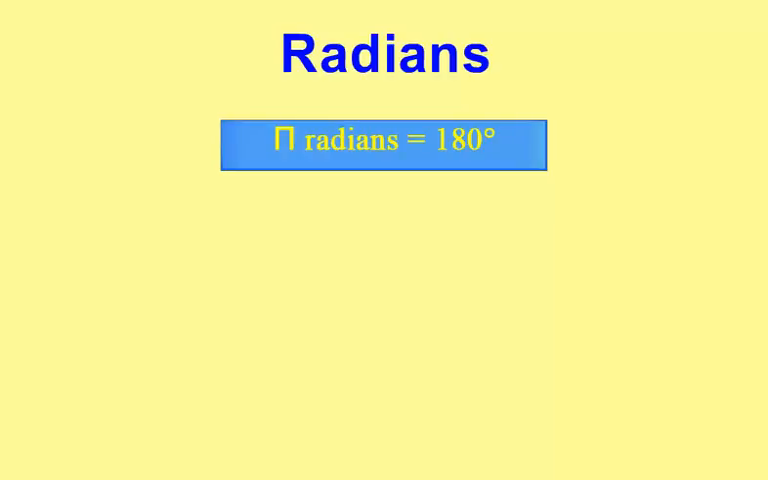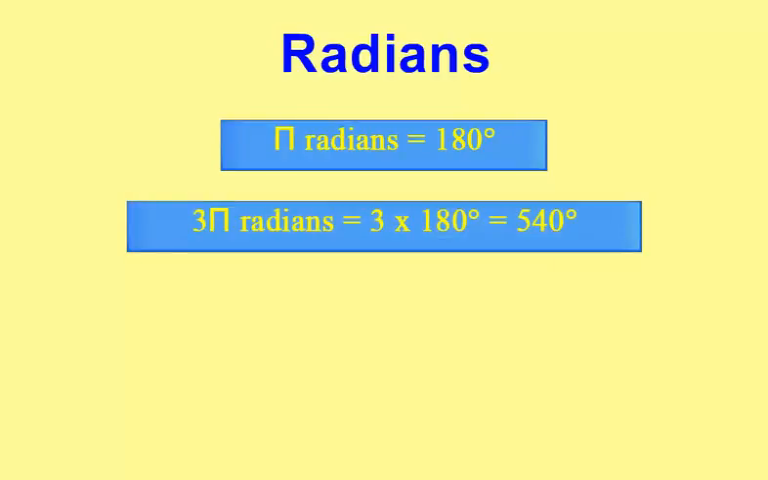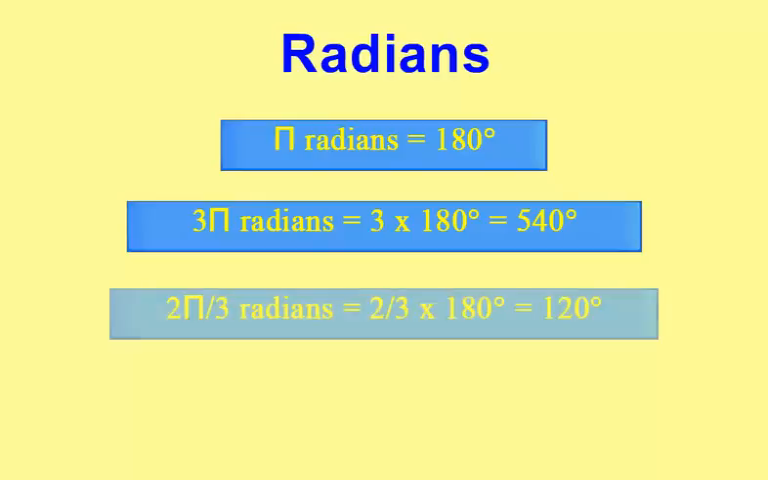They will ask you questions about radians. Now, remember that pi radians equal 180 degrees. Therefore, 3 pi radians would be 3 times 180. That would account for 540 degrees. 2/3 pi radians would be 2/3 of 180, or 120 degrees. Just keep in mind that pi radians are 180 degrees.